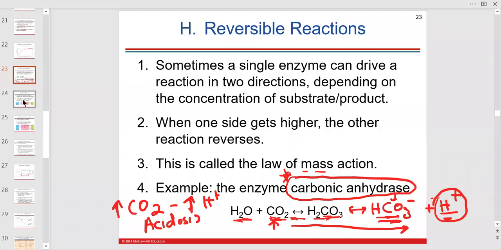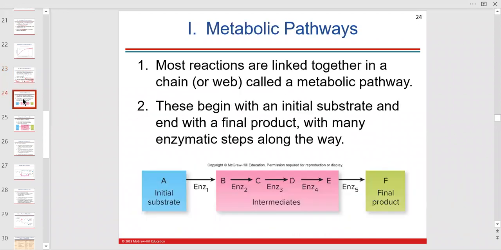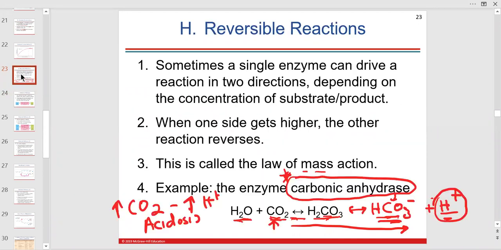So we good with carbonic anhydrase for that reaction? So remember that reaction. Take a screenshot. There you go.